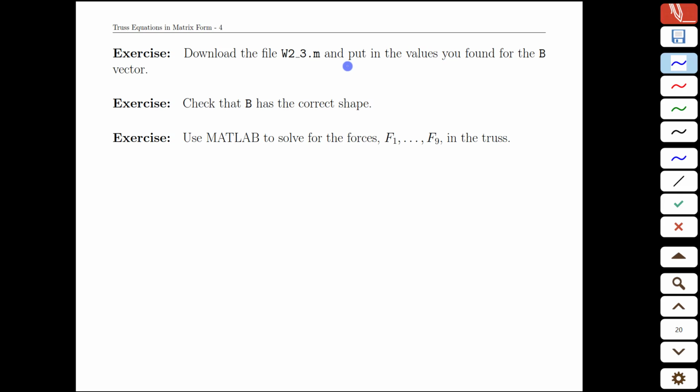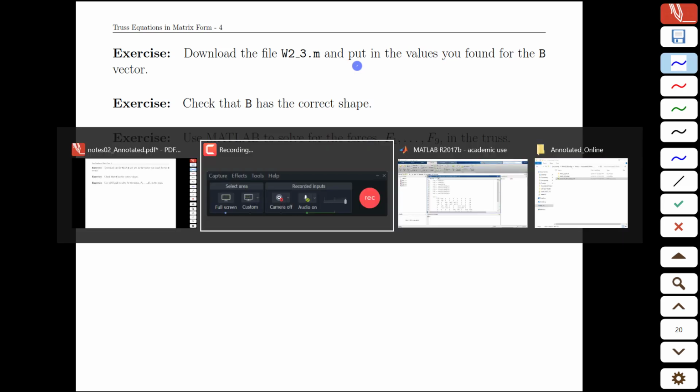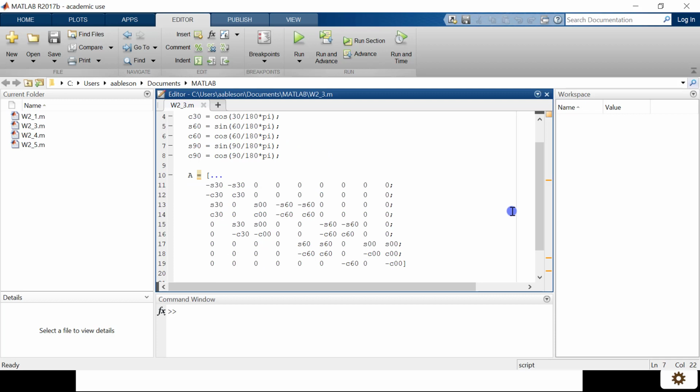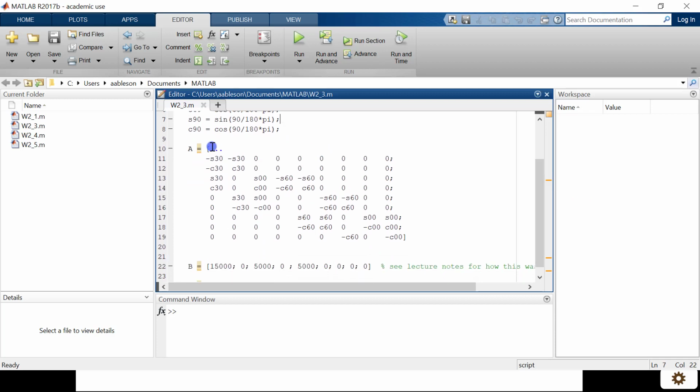Let's take a look at this in MATLAB. If you download the file W23, and we're going to put the B values in, and we're going to check the shape of that as we look at it. So I'm going to focus on A first. There's this dot, dot, dot that just lets us start the matrix a little bit lower and made it easier to line things up. You'll see all these S30s, C30s.